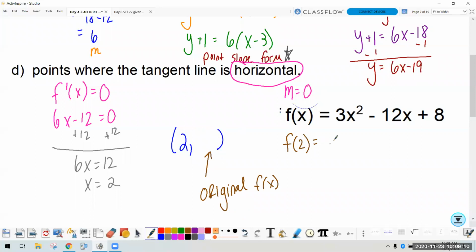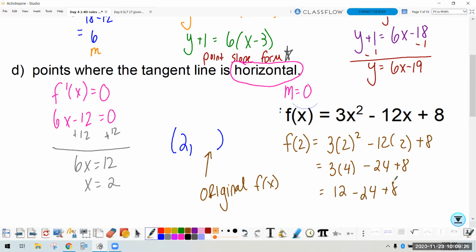So I'm going to substitute 2 into my original function to get the y value. You can use a calculator to calculate this. So the point where the tangent line will be horizontal is at 2, negative 4. This is our final answer. This is the point.